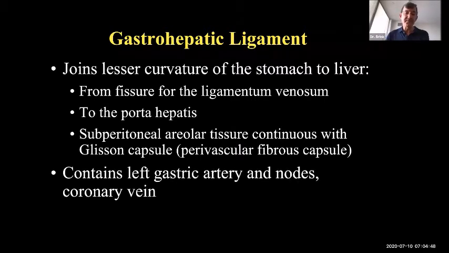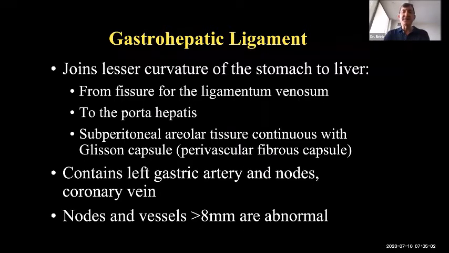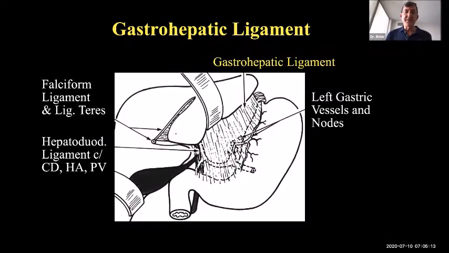We recognize this ligament as with all the ligaments based on the structures they contain. This ligament contains the left gastric artery, the left gastric vein or coronary vein, and associated lymphatics. And in general, nodes and vessels in this ligament are a bit smaller than elsewhere in the abdomen. We use a threshold of 8 millimeters for nodes in this ligament to be considered abnormal. Diagrammatically, we see the lesser omentum comprised of the gastrohepatic ligament and its free edge, the hepatoduodenal ligament.